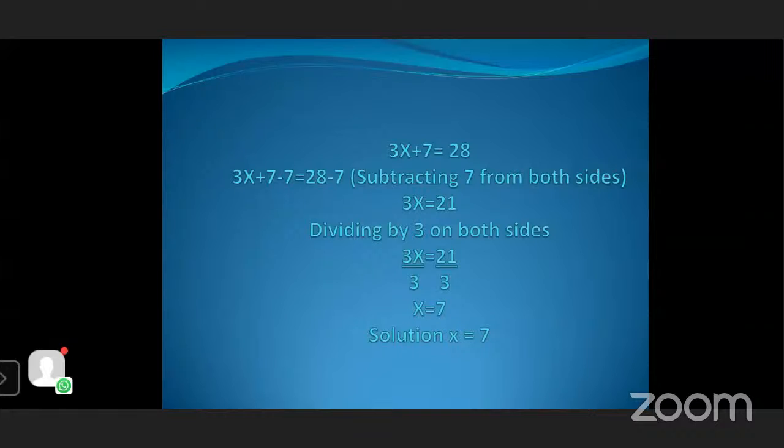So here 3x is equal to 21. 3 into x is equal to 21. The operation here is multiplication, so the opposite operation would be division. If x is multiplied by 3, you have to divide by 3. 3x upon 3 is equal to 21 upon 3. x is equal to 7. The solution is x equals 7. This is how we solve it.